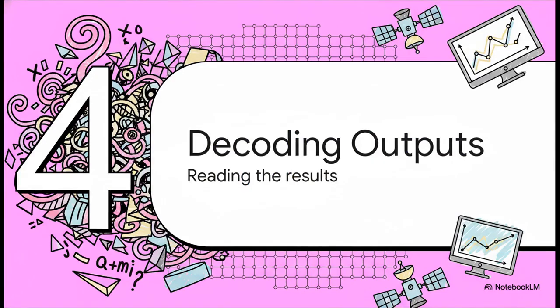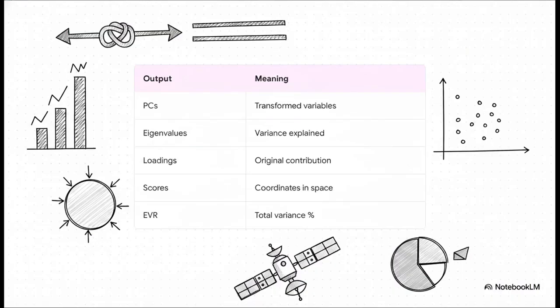Moving on to Section 4, decoding the PCA outputs, reading the results. I know terms like eigenvalue decomposition sound a bit intense, but we are going to anchor that math directly to what you'll actually see on your screen. Let's completely decode the terminology you're going to see when you run your software.